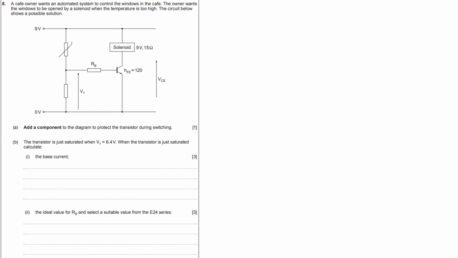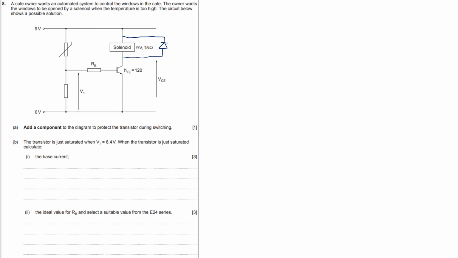Okay, good old transistors. Dead easy, isn't it? So we've got a cafe owner who wants an automated system to control windows in a cafe. They want the windows to be opened by a solenoid when the temperature is too high. First of all, add a component to the diagram to protect the transistor during switching. Remember what component we always use to protect the transistor. It's the diode, isn't it? So you put a diode, that's called back EMF. Okay, put that there, back EMF. That's dead easy, isn't it?